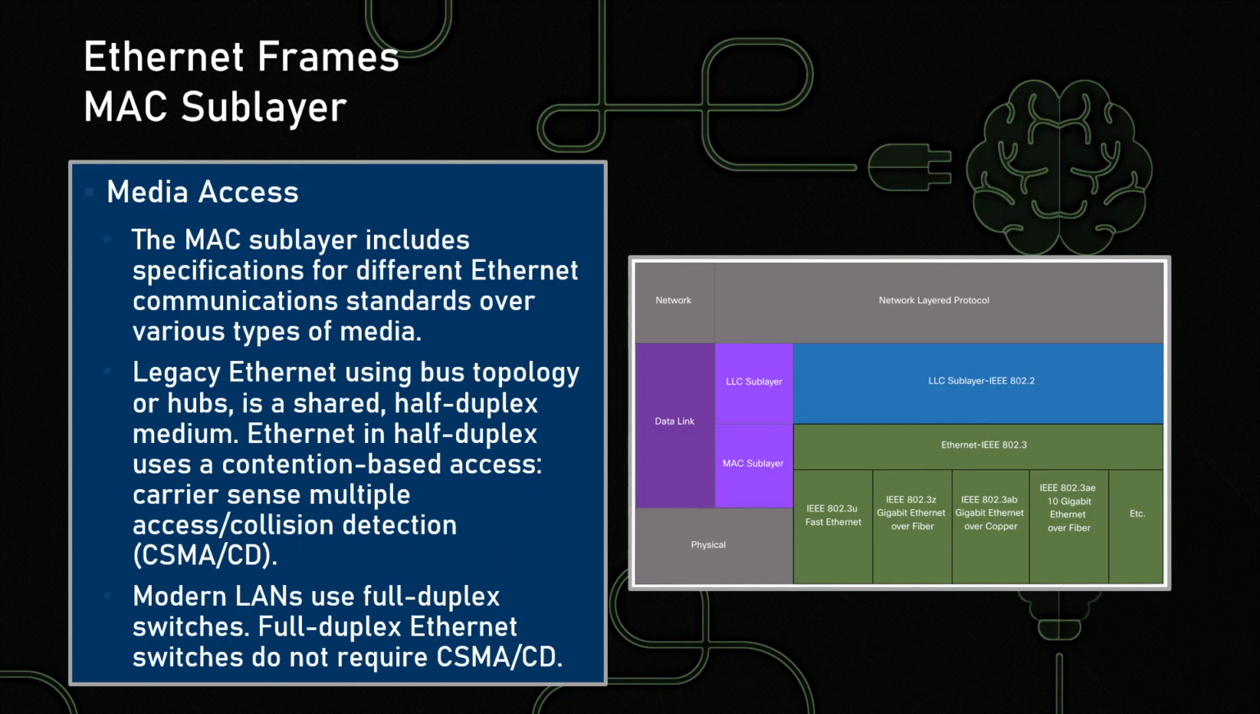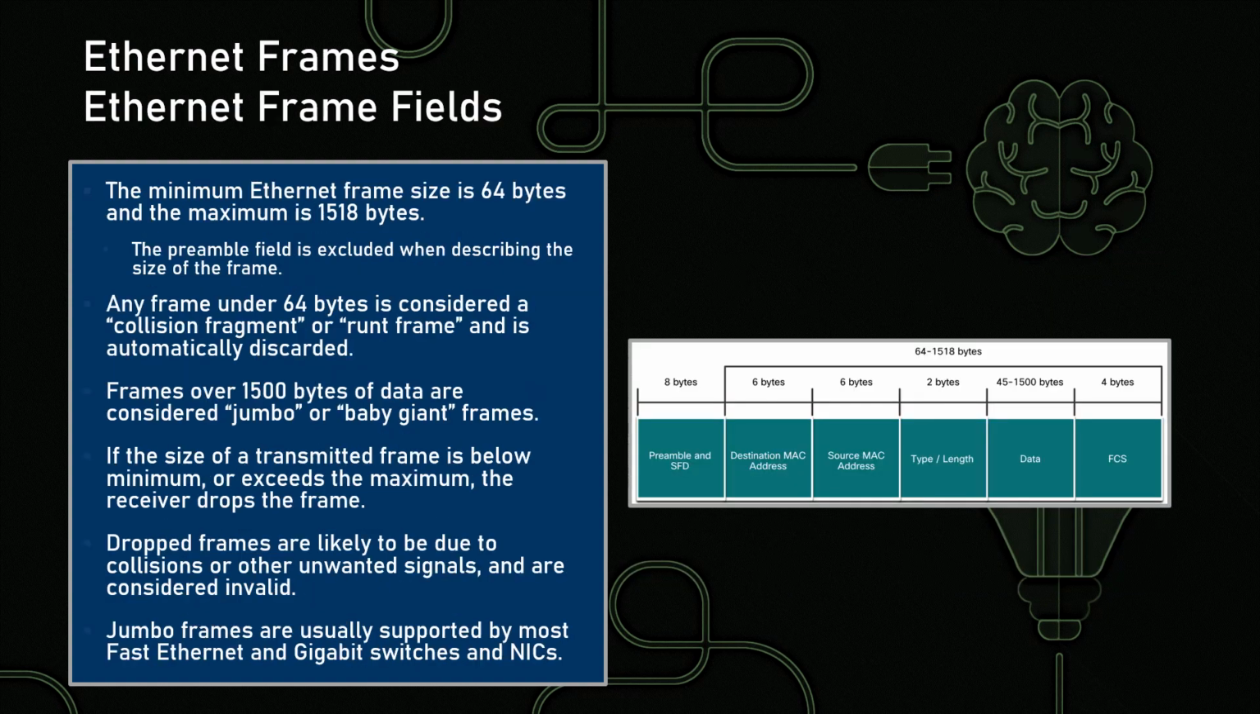So the MAC sublayer gives us a number of different specifications for things such as 802.3u, z, ab, ae. It becomes kind of an alphabet soup after a while. But the idea is the interaction between the physical layer and the MAC sublayer allows us to identify these different subcategories of Ethernet. So legacy Ethernet using bus topology is a shared half-duplex medium. And then, of course, that deals with the contention-based access we talked about before. Modern LANs, however, have to use full duplex switches. And with full duplex switches, we do not require collision detection.